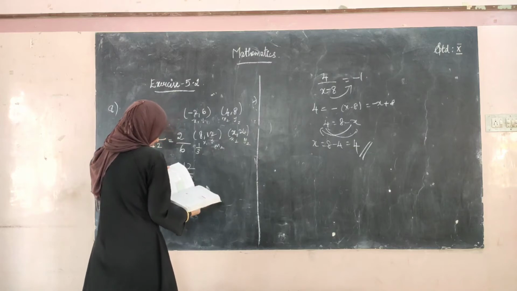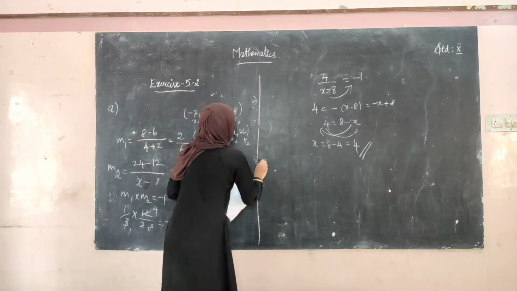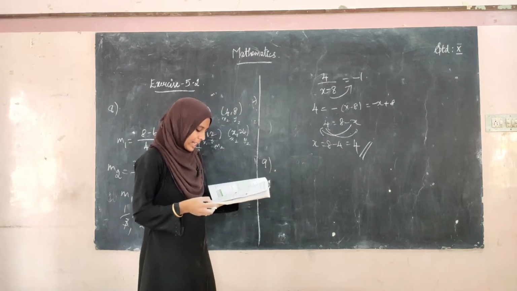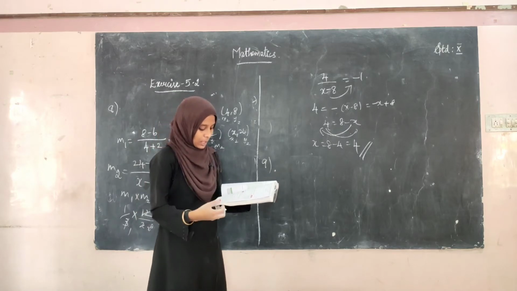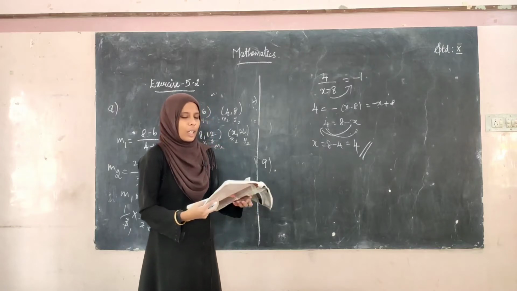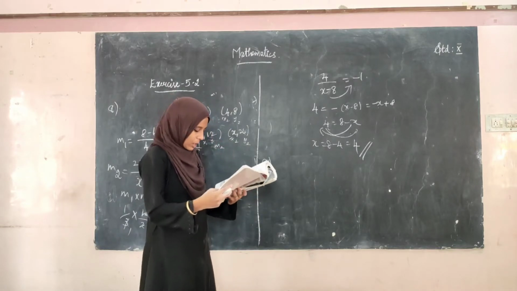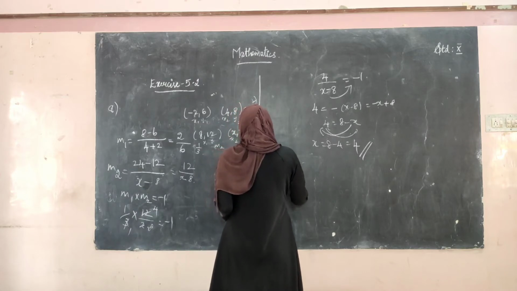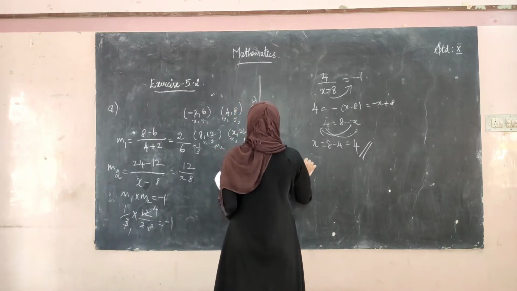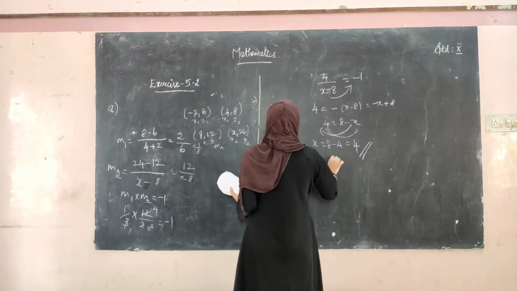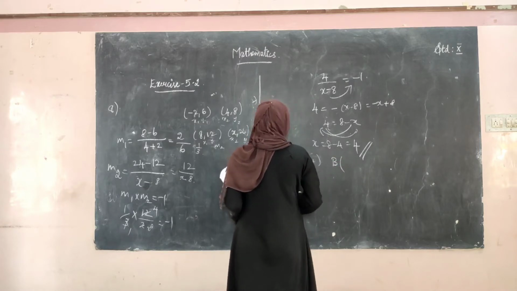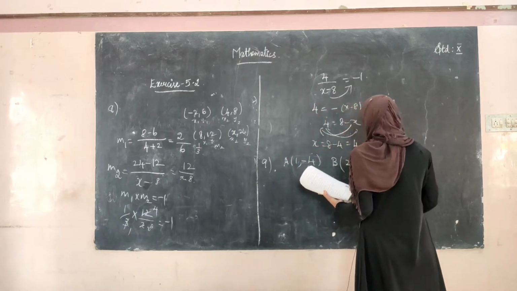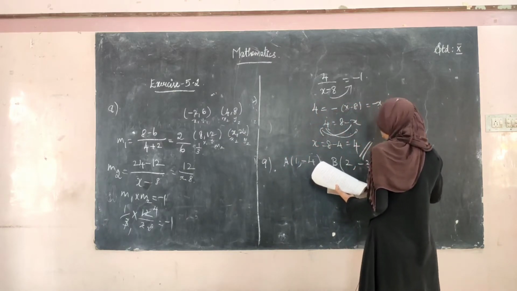Okay, now let us see the ninth sum. Show that the given points form a right angle triangle and check whether they satisfy the Pythagoras theorem. Okay, so this type of sum we have seen in the example, right? So what are the points? A of 1 comma minus 4, B of 2 comma minus 3 and C of 4 comma minus 7.